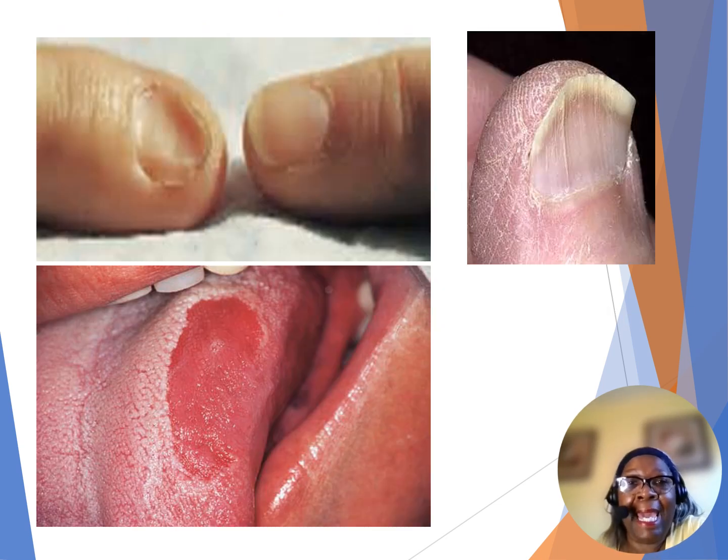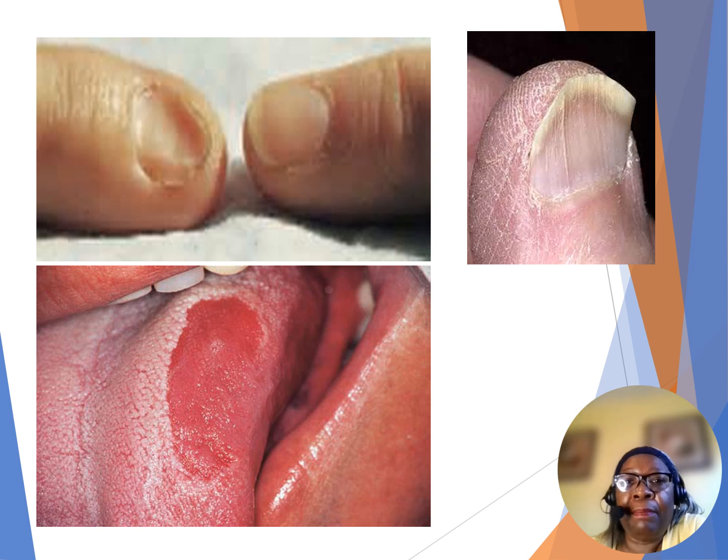Now, if a person has anemia, it will manifest physically. Here you can see in the top left picture what we call spoon-shaped nails. The nail on the right is a normal nail, but the nail on the left is a spoon shape, so it has like a little crater. Next to that is a picture of vertical ridges in the nail. We can see vertical ridges in a person with anemia.